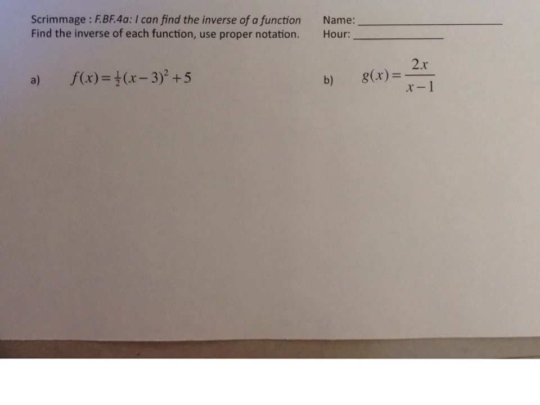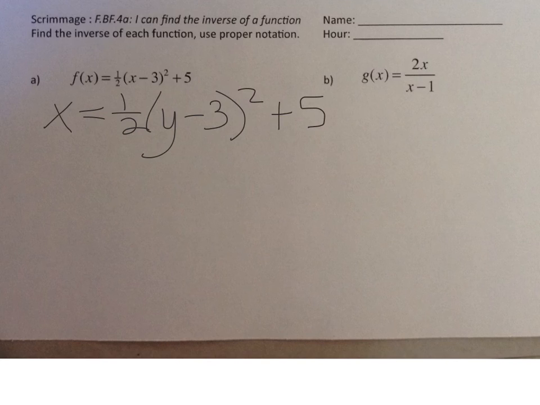The next thing I'm going to go through is for question A if you decided to use the switch and solve method. With switch and solve, we change our outputs to inputs. So the f of x becomes x, and the x becomes y. And then we solve for y. The first thing we'll want to get rid of is the plus 5 by subtracting 5 from each side. And since x and 5 aren't like terms, we have to write them separately.